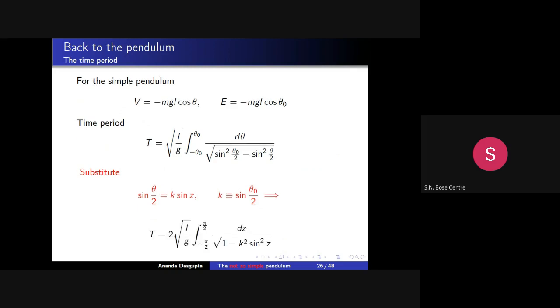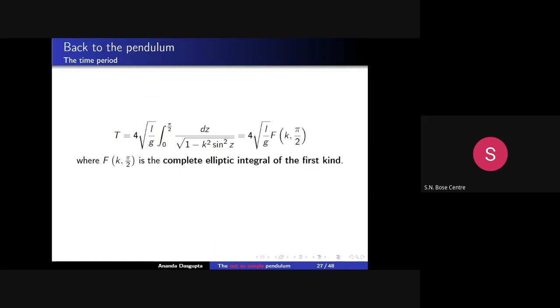If you do this, this is the final value for the time period formula. This is just a standard symbol substitution. Now, this integral happens to be, well, not an elementary integral, but a rather well-known one. This is actually called the complete elliptic integral of the first kind. Okay, this F of k comma pi by 2 is nothing but a fancy name for this particular integral.